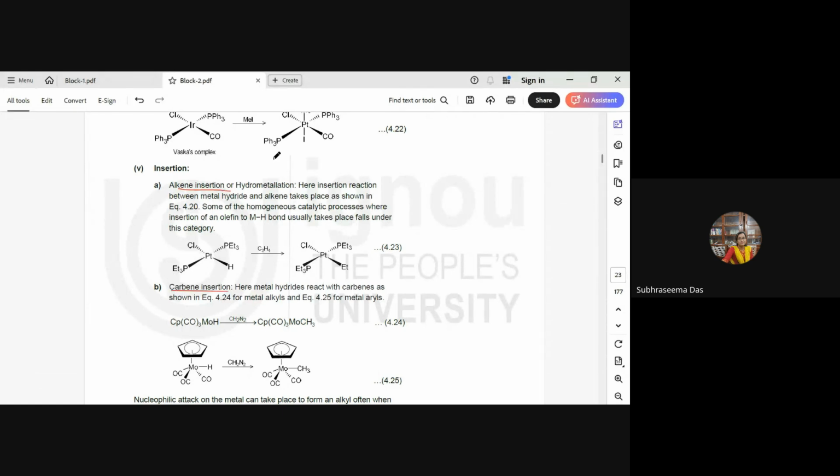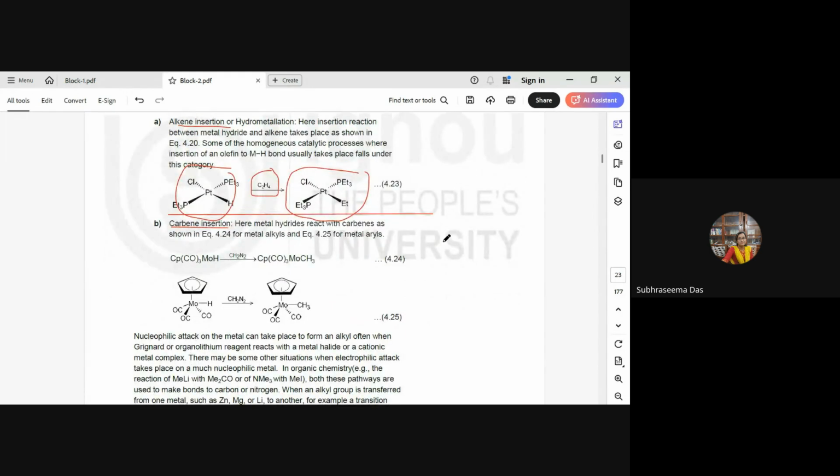The alkene insertion is also called hydrometallation. Here it means that there is an insertion of a metal hydride and the alkene, as has been shown in equation 4.23. So we have the alkene C2H4 and this is the metal hydride. The C2H4 goes in, and then we find that this is the final product.